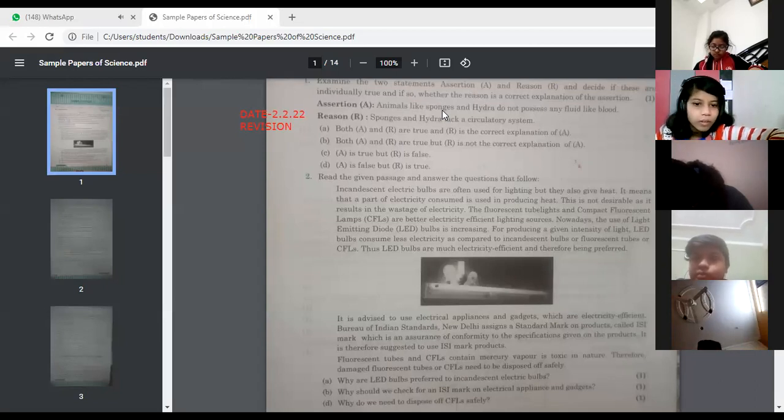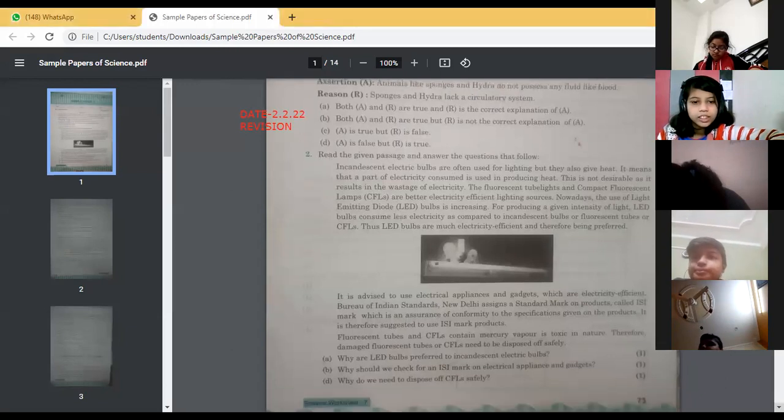Fluorescent tubes and CFLs contain mercury vapor, which is toxic in nature. Therefore, damaged fluorescent tubes or CFLs need to be disposed of safely. Okay, fine. So, children, these were the paragraphs. Now you have to give the answers of the questions which are based on this paragraph.